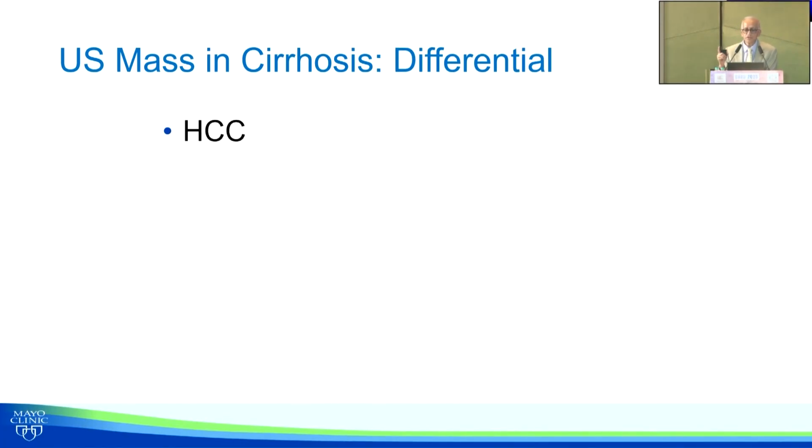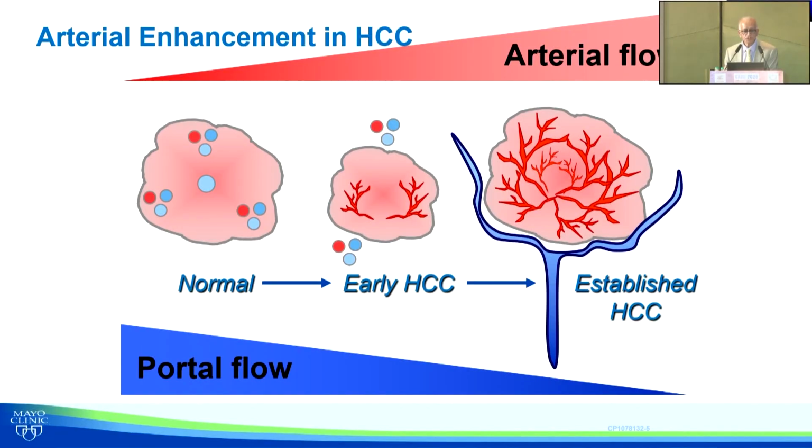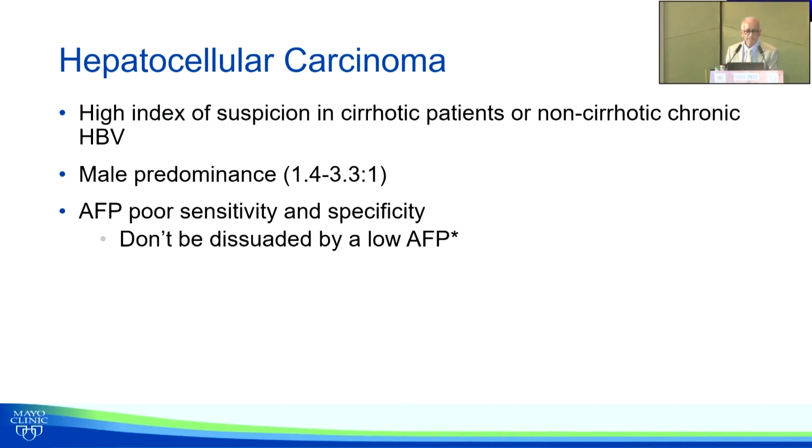Finally, malignant lesions. If a patient has cirrhosis and you get a mass, that's hepatocellular cancer. Once you've ruled out hepatocellular cancer, the next diagnosis you think of is hepatocellular cancer. Be very careful in these patients. Only then think of a regenerative nodule. As we said, as the tumor grows, it gets more arterial supply and becomes hyperechoic. So, high index of suspicion, more common in males, AFP poor sensitivity. So don't be dissuaded by a low alpha fetoprotein.